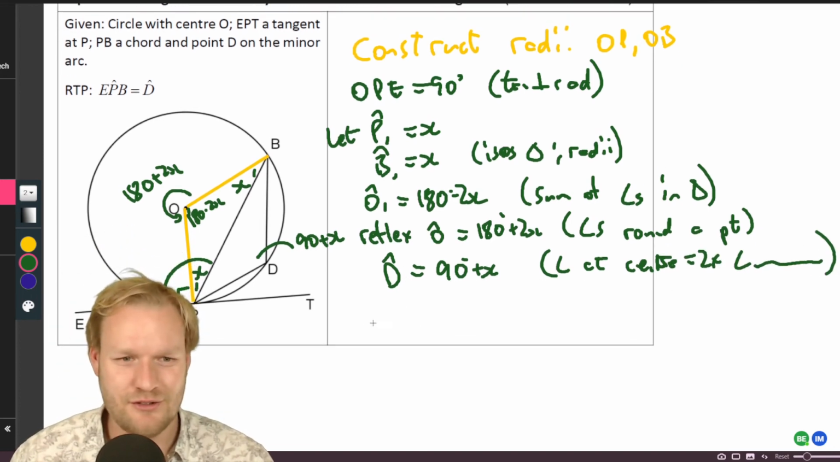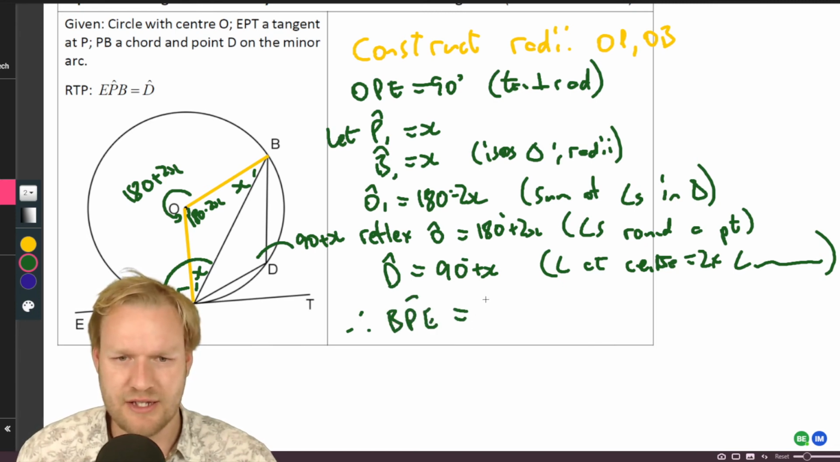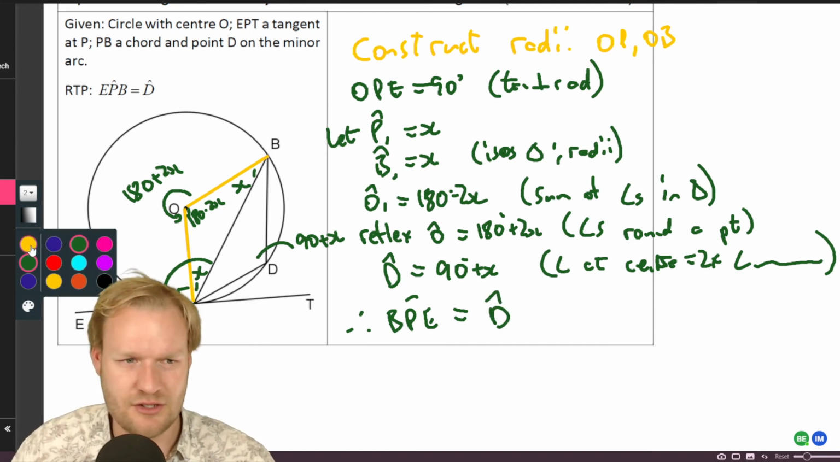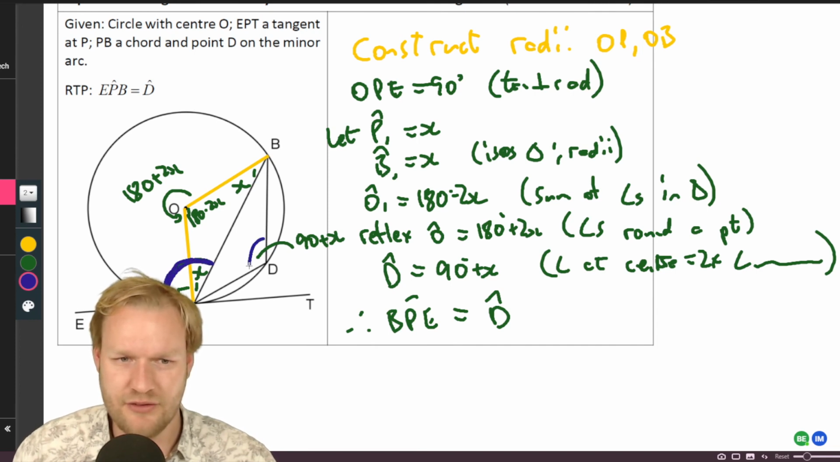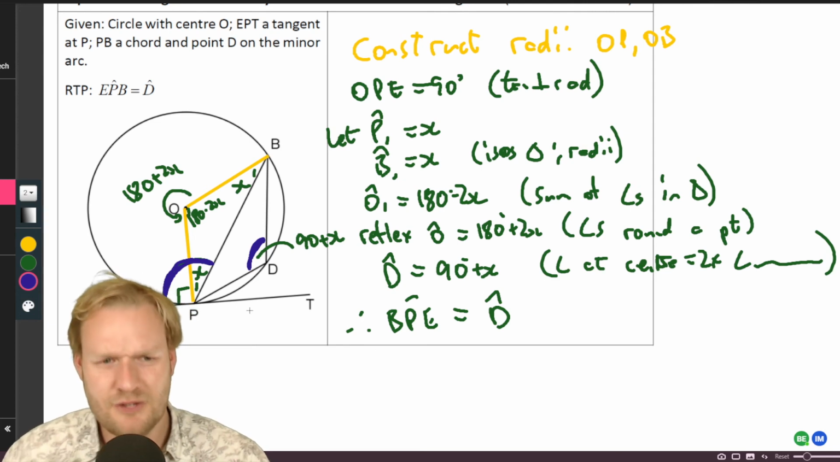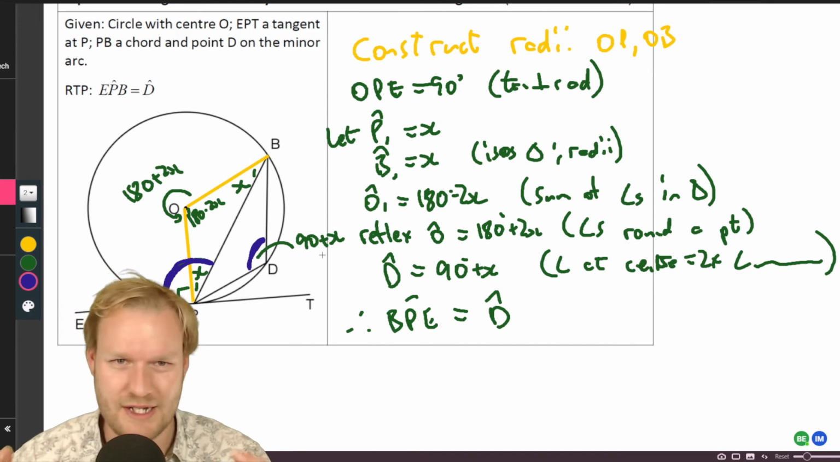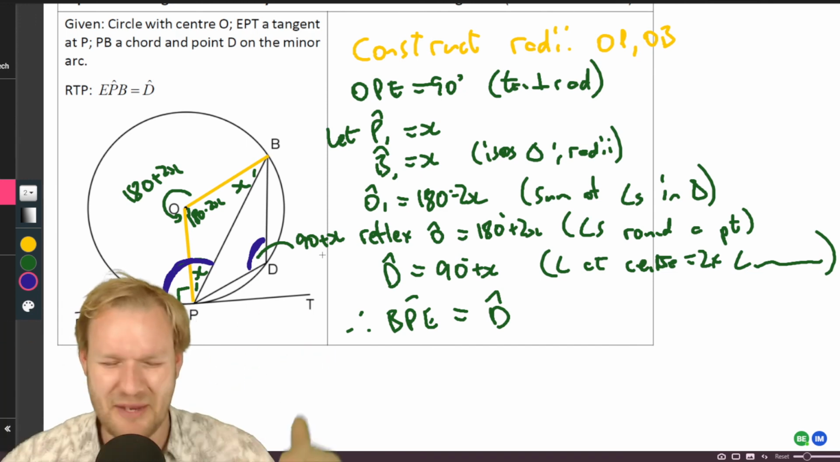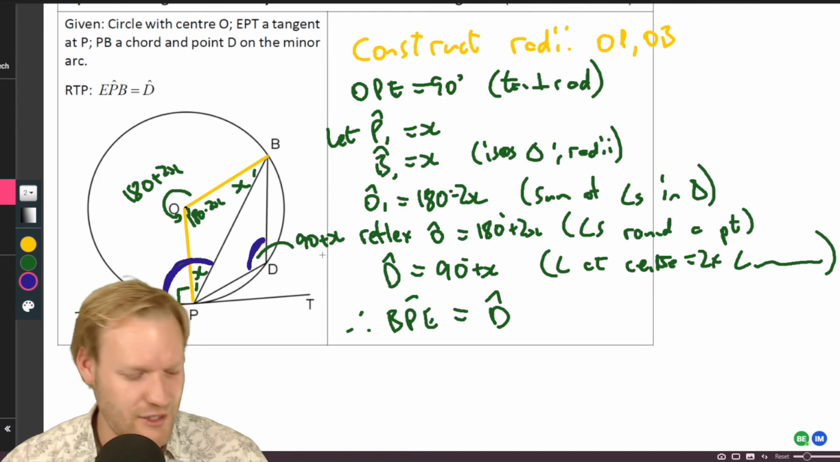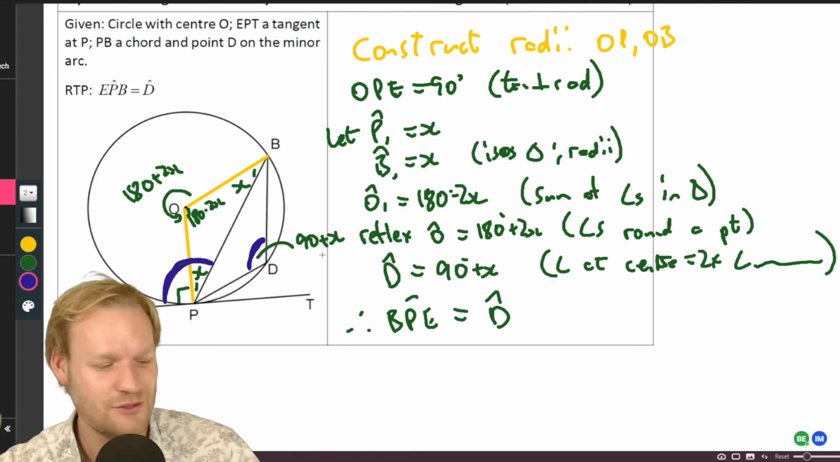And therefore we've shown that this angle here, BPE, is equal to angle D, because they're both 90 plus x. If you see here, this whole angle here is 90 plus x, and this one here was 90 plus x. So there we go, 90 plus x, 90 plus x. It's also why this time I went for 90 minus x in the previous proof, because then they match up nicely. So that was that.